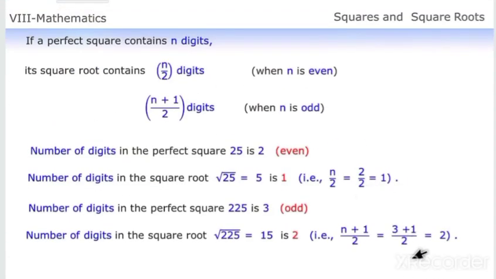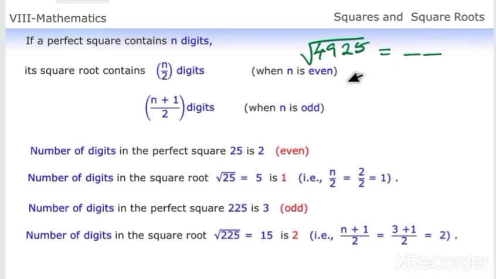Next, dear students, now this is a very important concept. Suppose there are 4 digits like 4, 9, 2, 5. So now the question is, how many digits will be there in its square root? There must be only 2 digits.